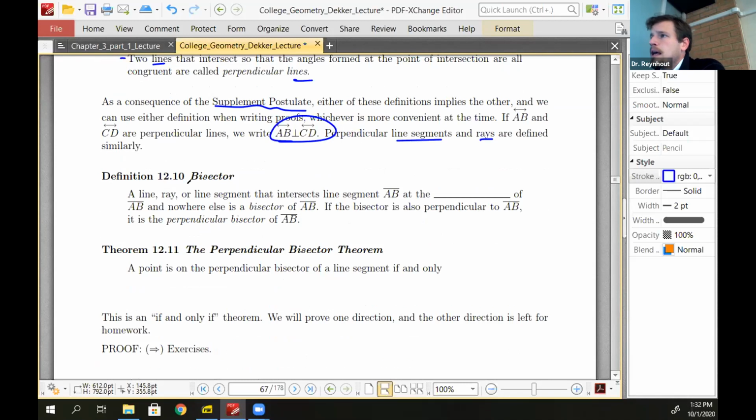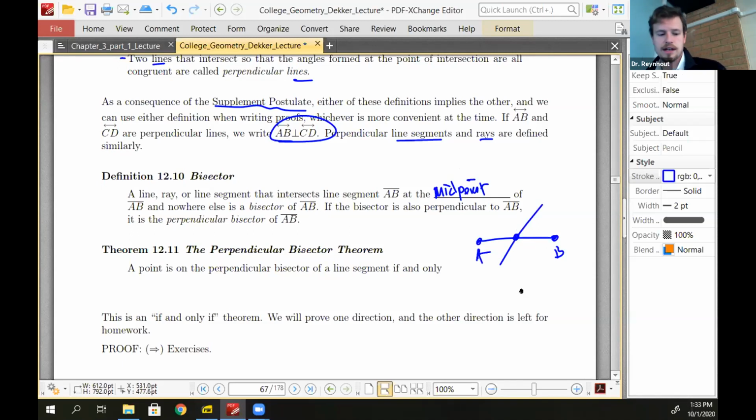All right. A bisector, a line, ray, or line segment that intersects some other line AB at the midpoint of AB and nowhere else is a bisector of AB. There are many bisectors of a line segment. So, if I have a line segment AB, here is the midpoint M. I could have this line passing through.